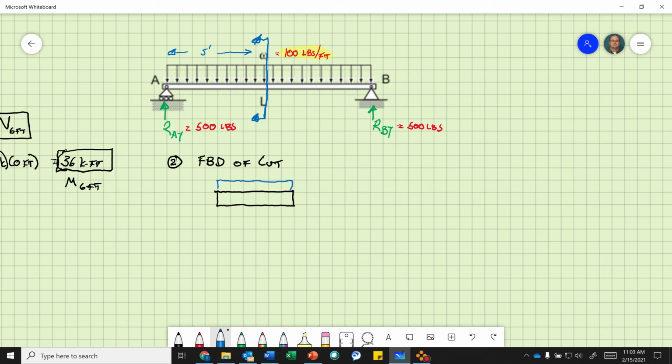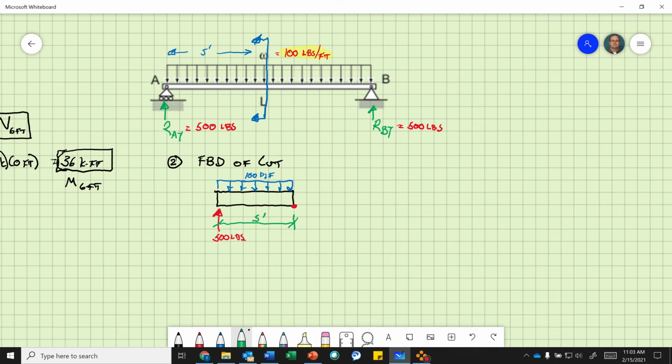We have a distributed load of 100 pounds per linear foot. I have my reaction at point A in the y direction. That equals 500 pounds. And then right there, that equals 5 feet. So when I cut it at 5 feet, that's the only thing I'm seeing.